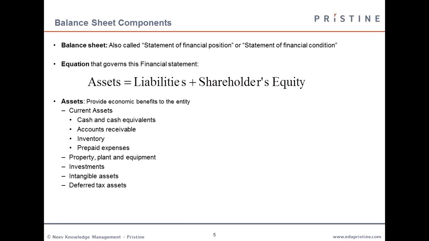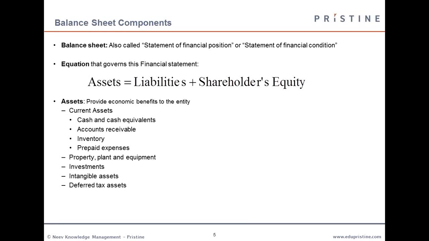So the examples of assets are cash, which is very obvious, and accounts receivable, inventory, prepaid expenses, intangible assets and deferred tax assets, property, plant, machinery. All these come under assets because they are helping the company to make money. They are going to provide economic benefits. So they come under assets. The assets are classified into two types: current assets and non-current assets.